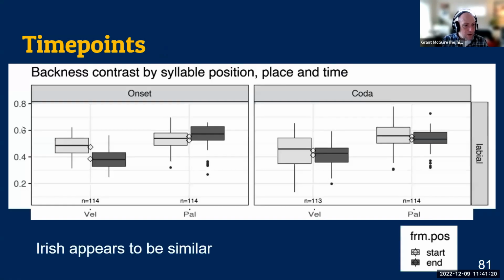Okay. So let's start off. We're going to talk about labials here, because we have an interest in labials because they are showing typological asymmetries. We have onset versus coda data, velarized versus palatalized, and we have the start of the consonant versus the end of the consonant. And what we can see is that Irish is right now behaving, according to this data, similarly to what Kochetov showed for Russian. Okay, so we have differences here in the onset, whereas in the coda, these differences are disappearing.